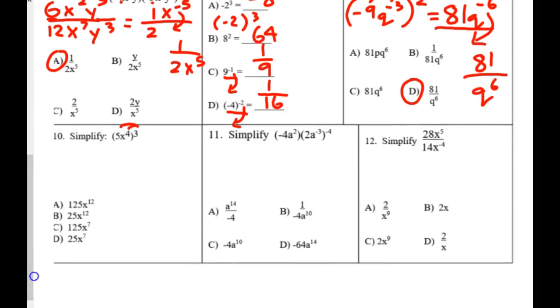Number 10. Again, distribute that power. 5 to the 3rd power is 5 times 5 times 5 is 125. And you multiply those powers. 4 times 3 is 12. Okay. I'll bring this down, but I need to distribute this right here. So it's going to be 1 over, since it's negative, and then 2 to the 4th power, 2 times 2 is 4, times 2 is 8, times 2 is 16.